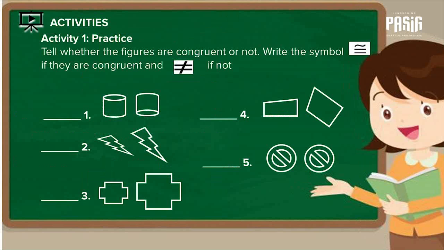Alright kids, let's answer the activities. For activity 1, practice. Tell whether the figures are congruent or not. Write the symbol congruent if they are congruent and not congruent if not. Okay, for figure number 1, the correct answer is congruent.